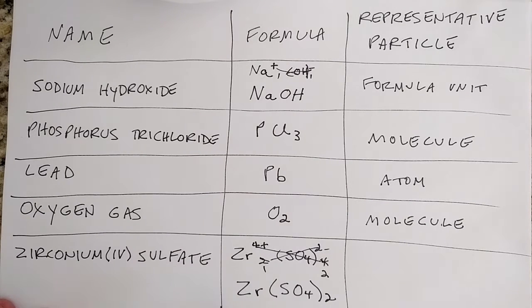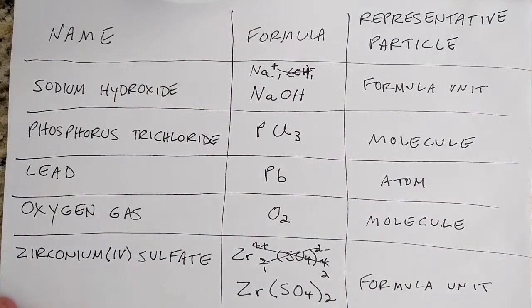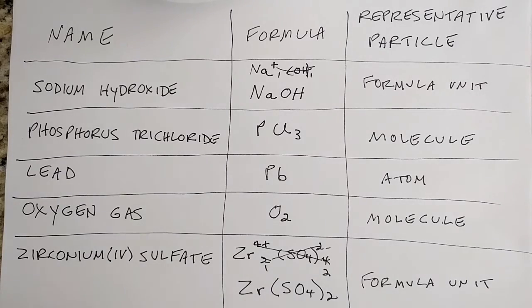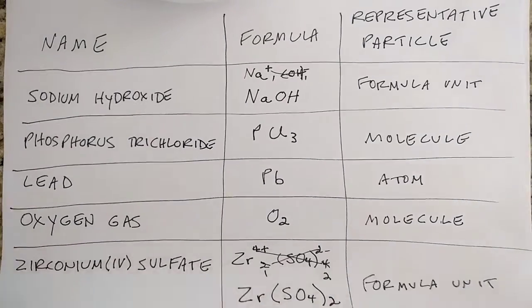For the particle, we have to identify what type of compound this is. When it begins with a metal ion and a polyatomic ion, it's an ionic compound. The smallest unit is called the formula unit. So it's important to know what type of particles make up our substance.